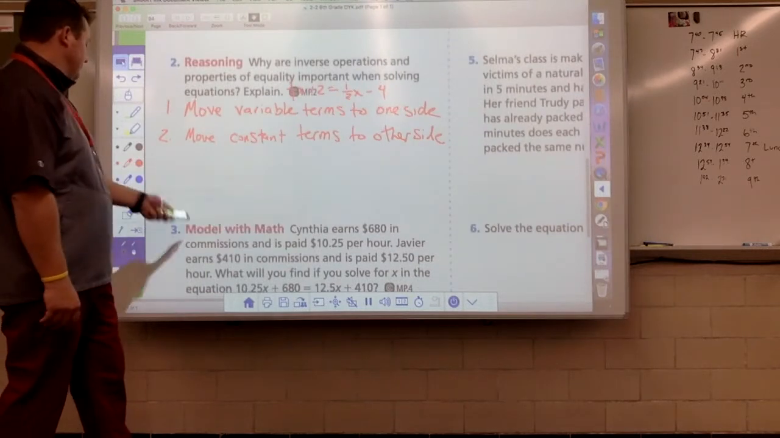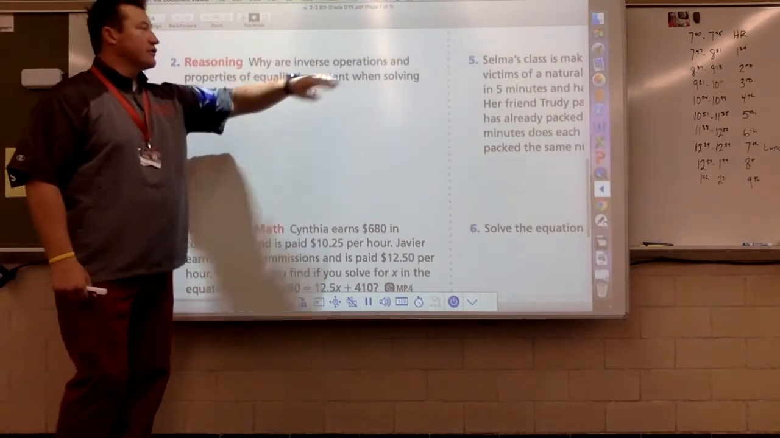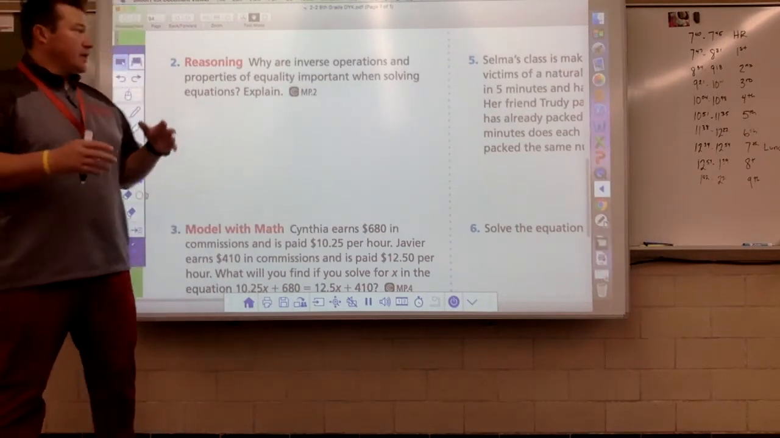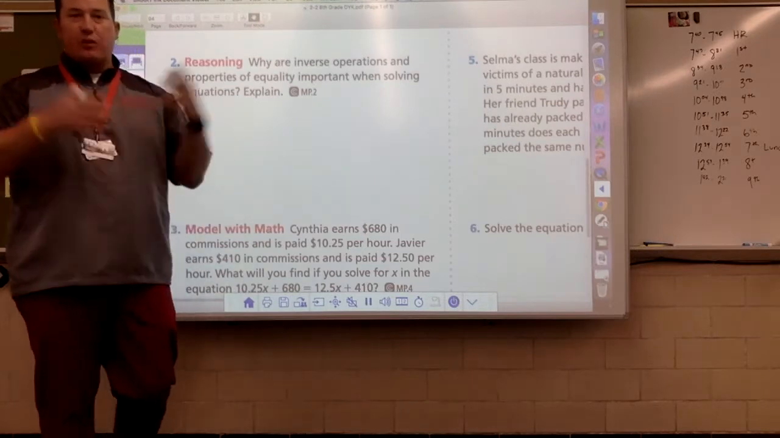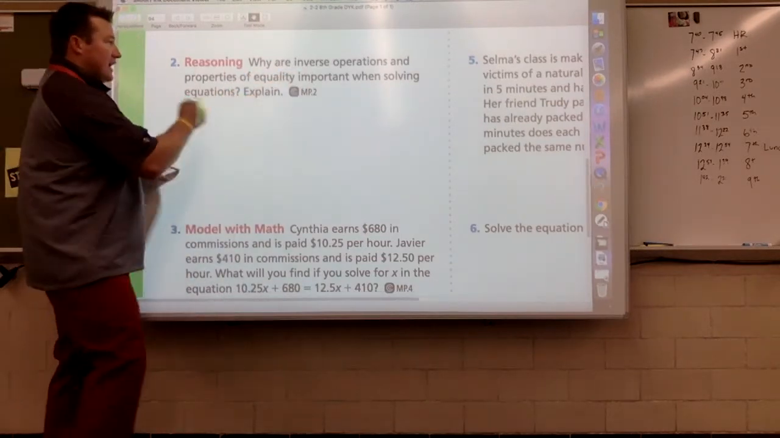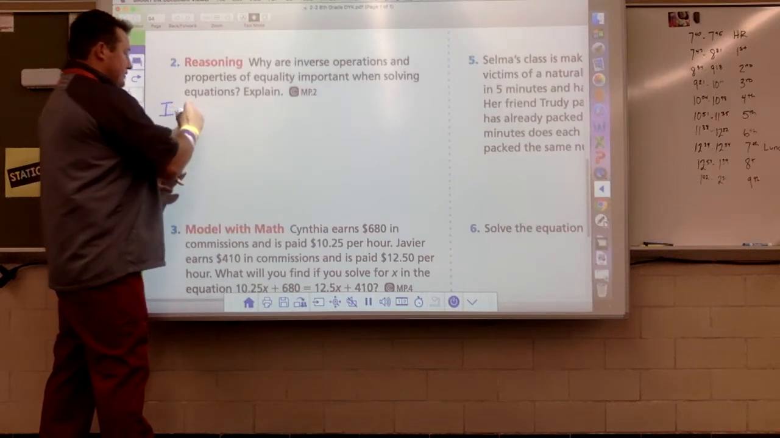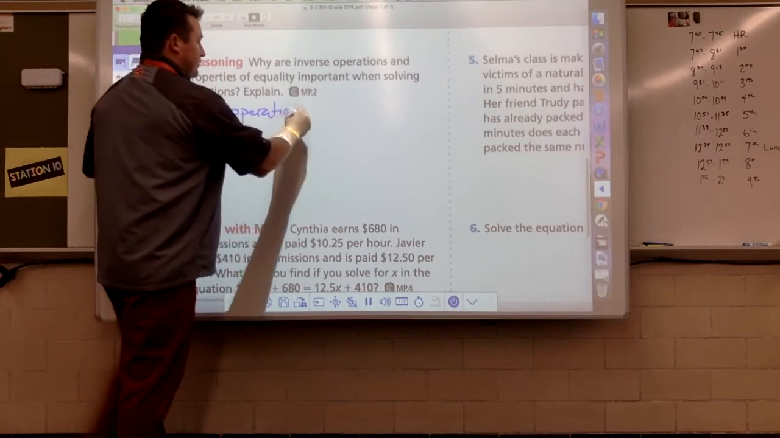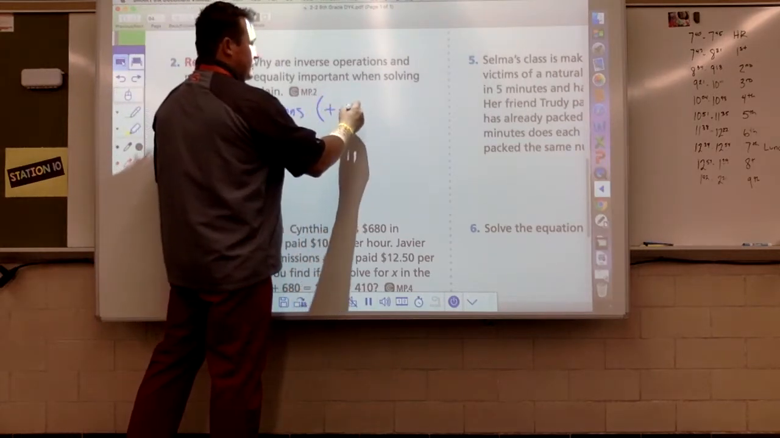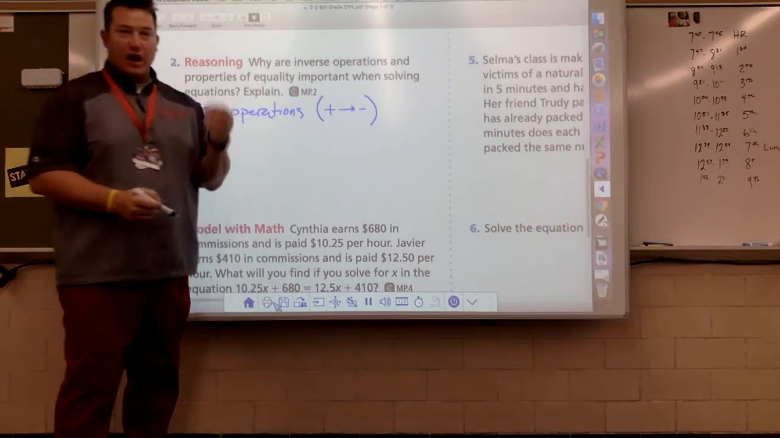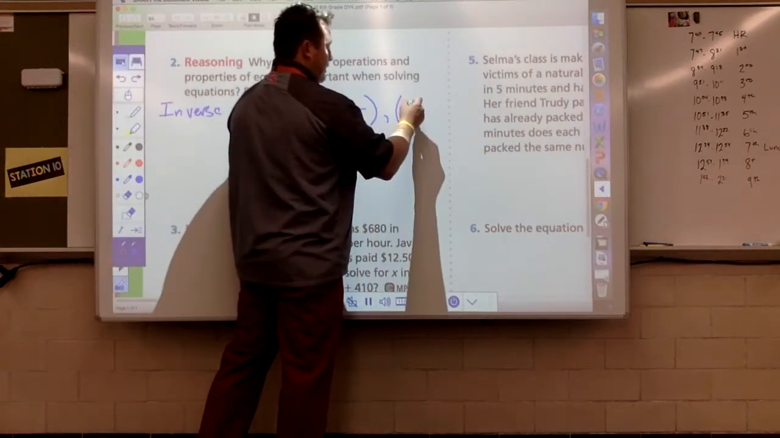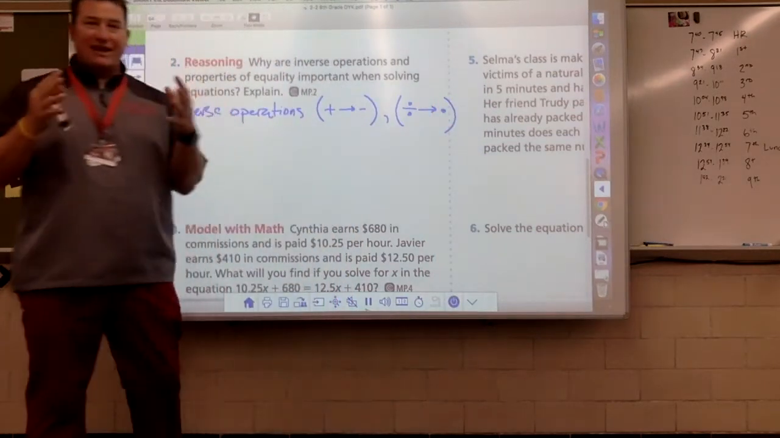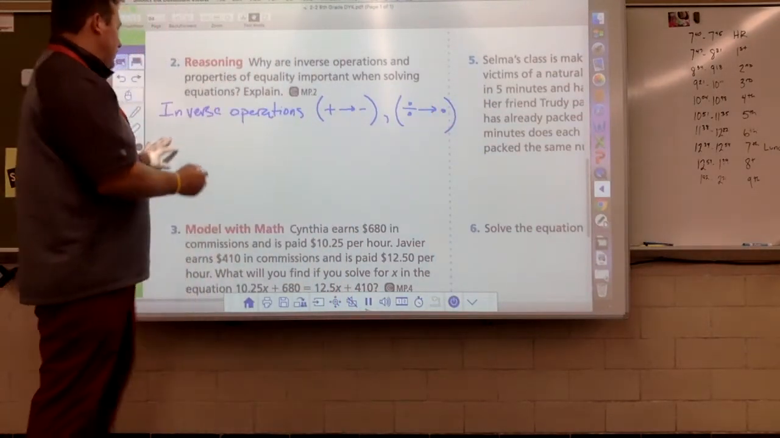Moving on. Why are inverse operations and properties of equalities important when solving equations? So this is the kind of stuff that we just do without really thinking about it, right? So inverse operations, guys. In other words, when we think addition, that pairs up with subtraction. When we're thinking about division, that pairs up with multiplication, right? Those are inverse operations, right?